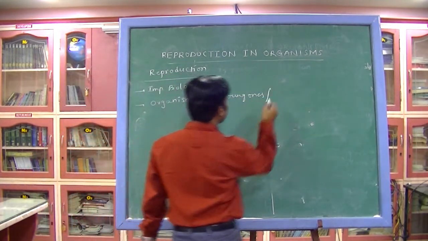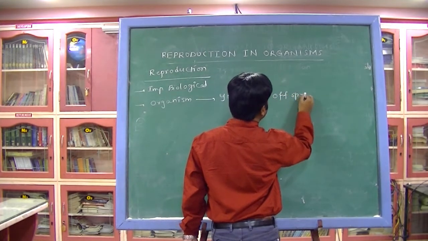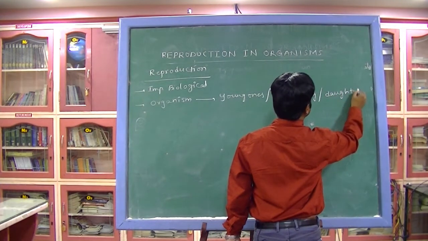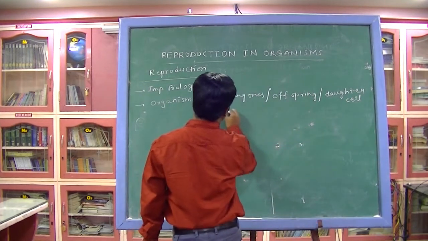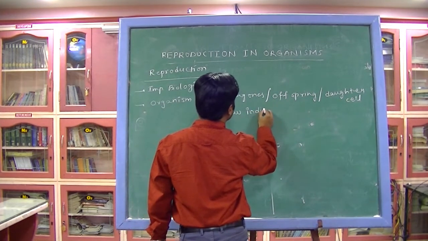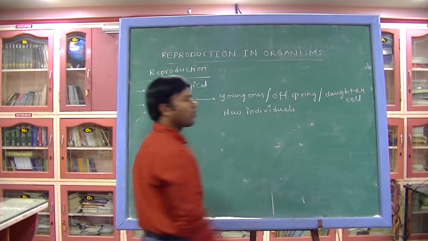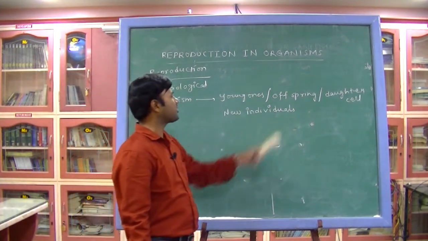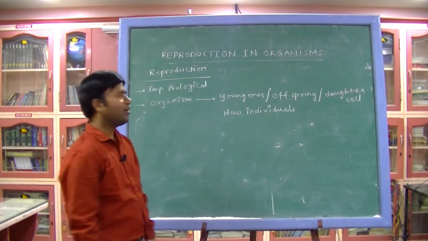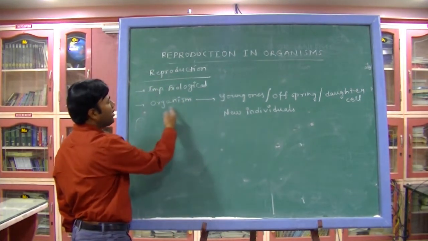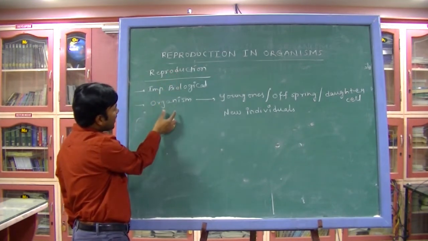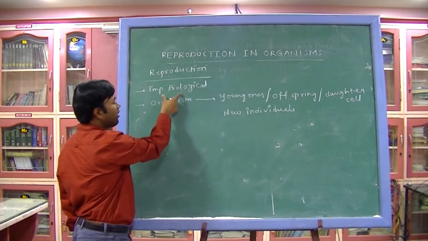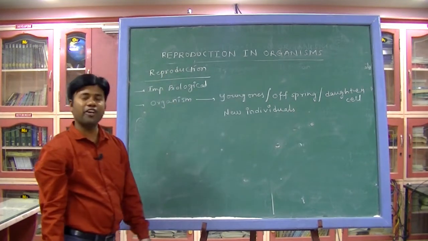Young ones are offspring, or daughter cells, or else new individuals. Okay, these are all the same. In the question, sometimes young ones will be given, sometimes offspring, sometimes daughter cells, sometimes new individuals. These are all obtained from a pre-existing organism. So, what is reproduction? An organism producing young ones is called reproduction. It is a very important biological life process.